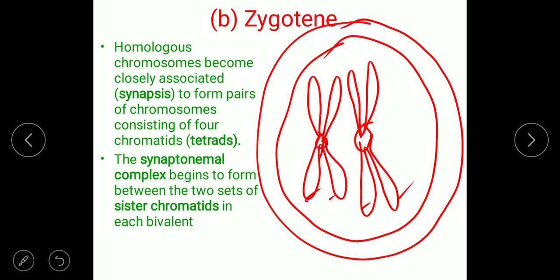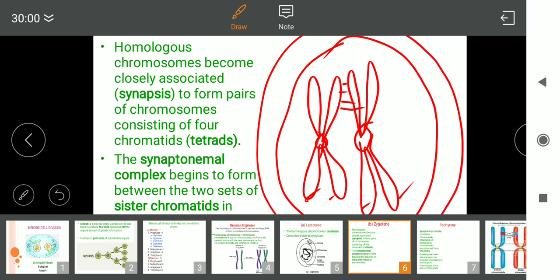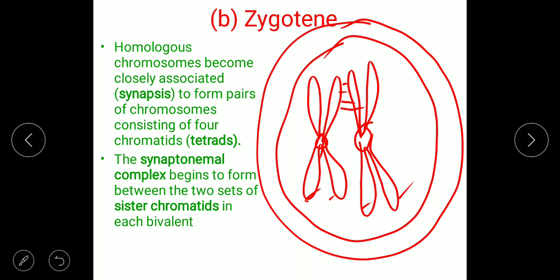At this stage, which is known as synapsis, when the chromosomes come closer, a synaptonemal complex starts to form between the non-sister chromatids of homologous chromosomes to proceed for the next phase, pachytene, where exchange of genes will take place.